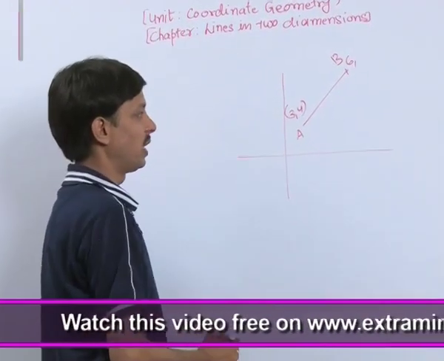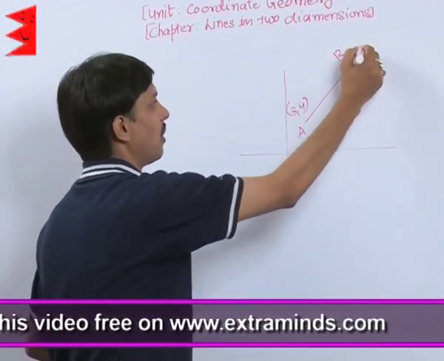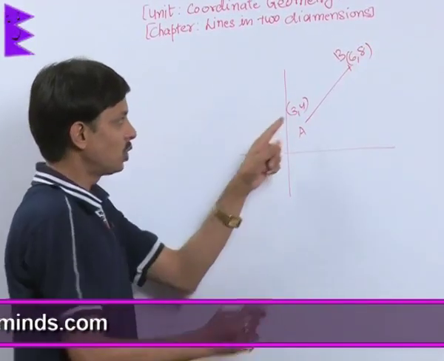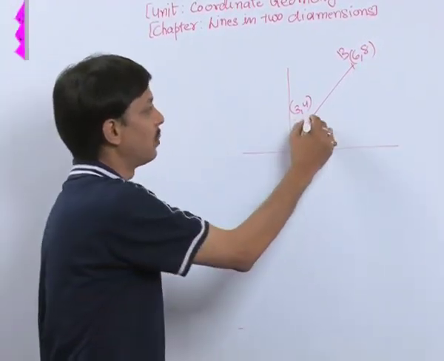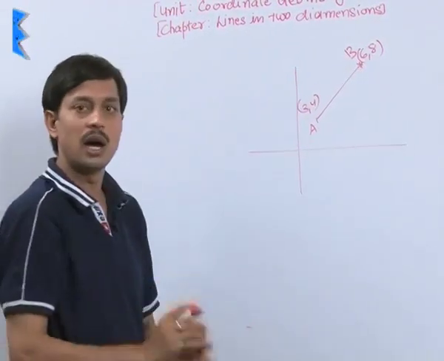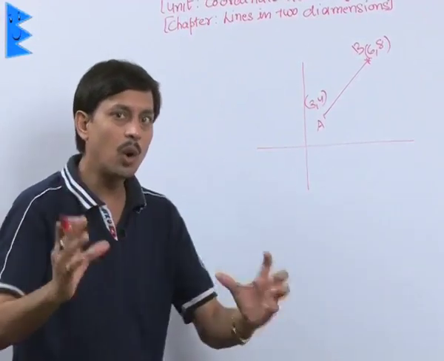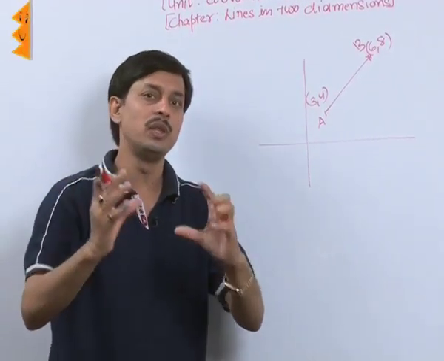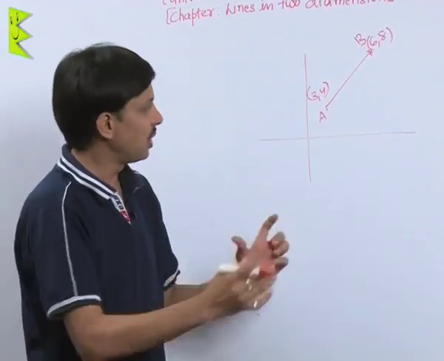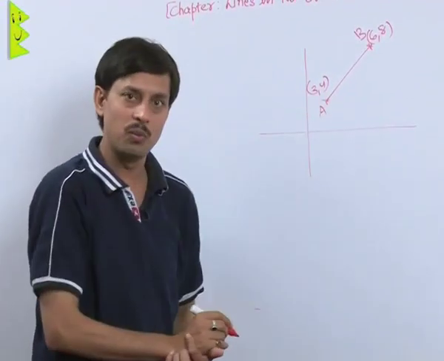Suppose this is the point A, and another situation is B. Coordinates of this point are 6, 8. Suppose 3, 4 are the coordinates of the initial position A and the coordinates of the point B are 6, 8. How will we find the distance between these 2 points? This is the important question. This is the application of the distance formula.